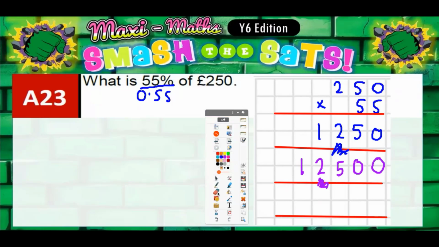Final line, add everything together. Nothing add nothing is nothing. 5 add nothing is 5. 2 add 5 is 7. 1 add 2 is 3. Nothing add 1 is 1.